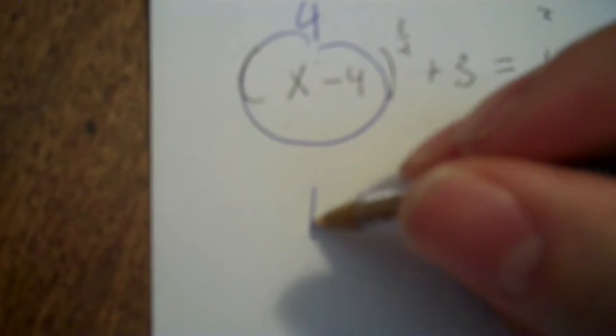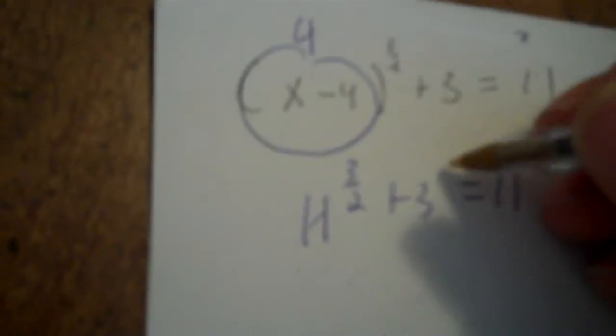So replace your quantity with h, so it's variable h to the 3 halves power plus 3 equals 11. So I make my table and I put x minus 4 on each side. So you're going to get rid of your 3 with a minus 3, and that's 8. H to the 3 over 2 power equals 8.